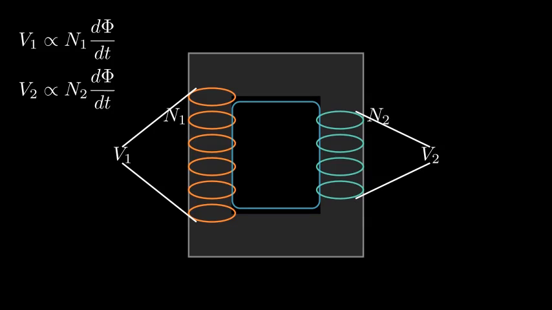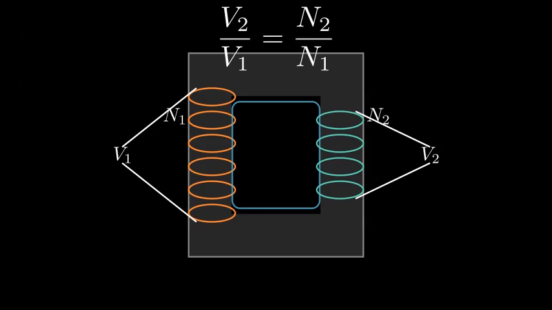The key insight is that the induced voltage in each coil is proportional to the number of turns, N, in that coil. Since the same flux links both, the ratio of the voltages is simply the ratio of the number of turns. This is the ideal transformer equation.